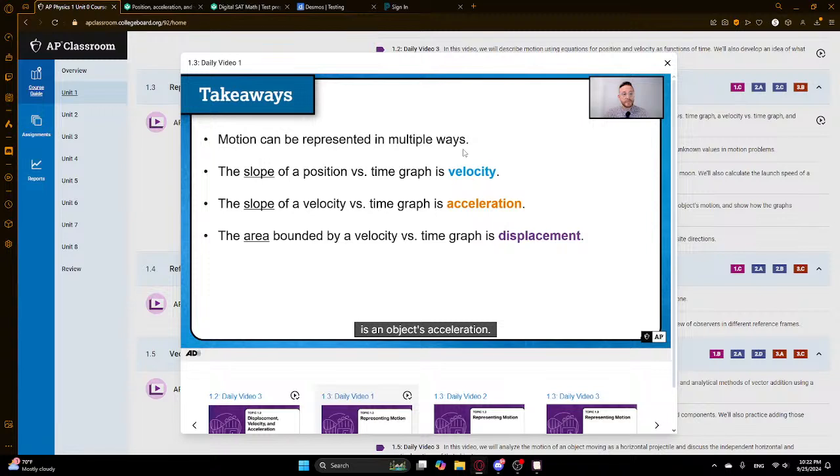Slope of position versus time graph is velocity.